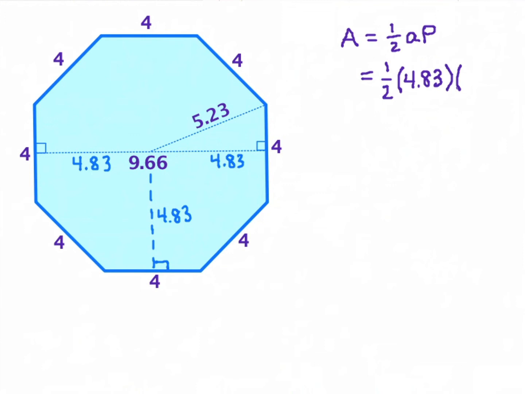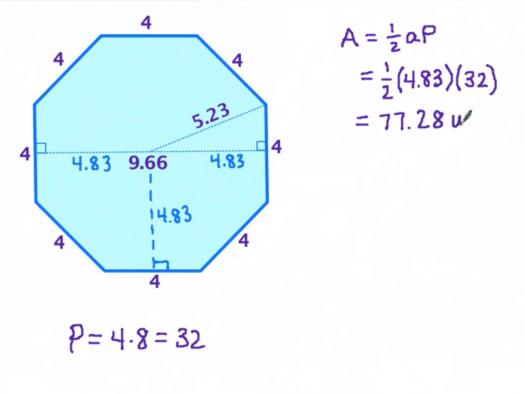Well, I've got side lengths of 4. Since it's a regular octagon, they're all the same length. The perimeter then would be 4 plus 4 plus 4, 8 times, otherwise known as 4 times 8. We've got a perimeter of 32 units. And so this regular octagon has an area of 77.28 square units. I hope that made sense. And like I said, the trickiest thing you'll need to know today is how to figure out how long that apothem is in case they're giving you funny numbers on the diagram.